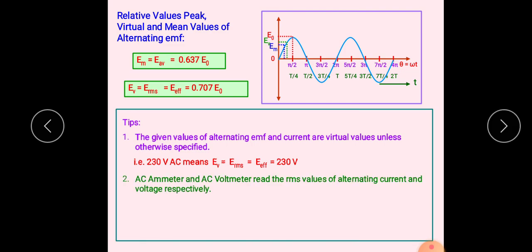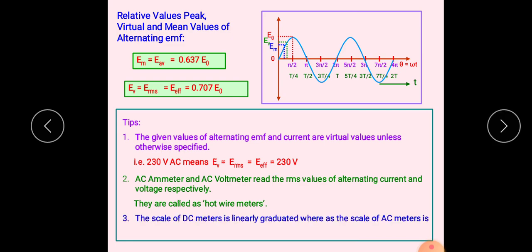Now the AC ammeter and AC voltmeter read the RMS values of alternating current and voltage respectively. They are called hot wire meters because they work on Joule's law of heating. The scale of a DC meter is linearly graduated, but the scale of an AC meter is not evenly graduated because heat produced is directly proportional to I square. The relationship is exponential.